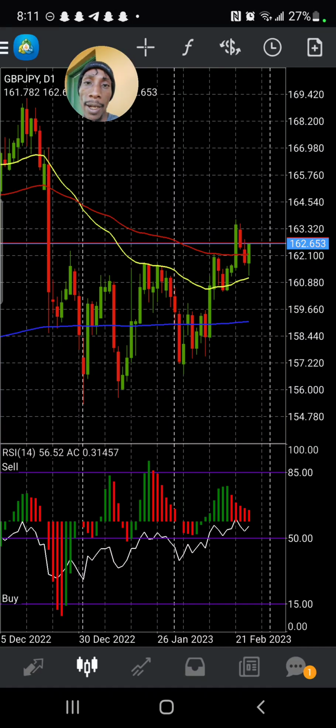So this is an uptrend. I'm going to go back to TradingView and do more analysis and see what is going on with this.